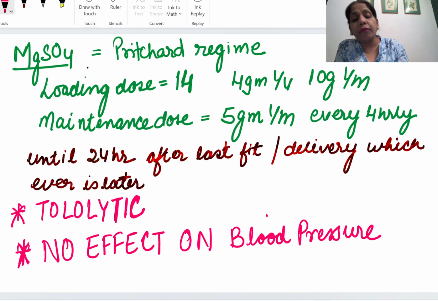Magnesium sulfate, a lot of questions. So what is the Pritchard regimen, which is most commonly given? You all know Pritchard regimen is the regimen of choice, but you should know the loading dose is 14 grams: 4 gram IV, 10 gram IM. Maintenance dose is 4 gram IM every 4 hourly. Now you tell me, up till when the maintenance dose has to be given? It should be 24 hours after the last fit or delivery, whichever is later.